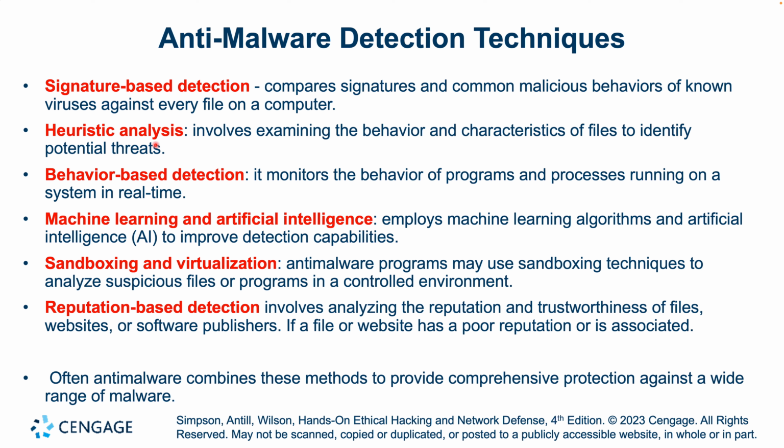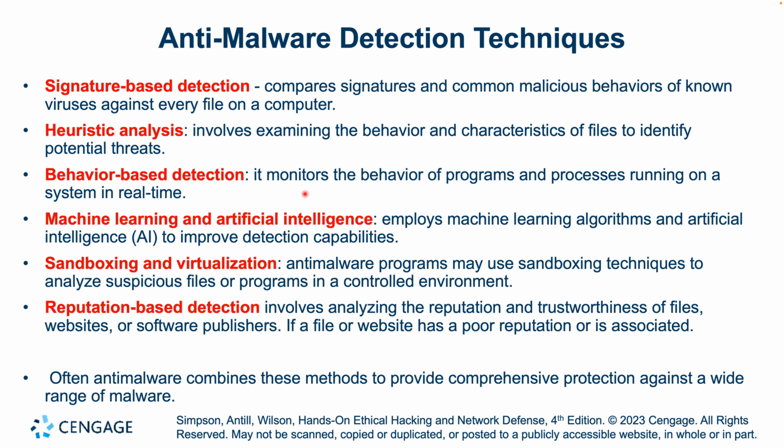Now, the heuristic analysis. This involves examining the behavior and the characteristics of files to identify potential threats. It basically looks for suspicious behavior or pattern that indicate malware, even if no specific signature is available. For example, if a file attempts to modify system settings or replicate itself, the anti-malware software may flag it as potentially malicious.